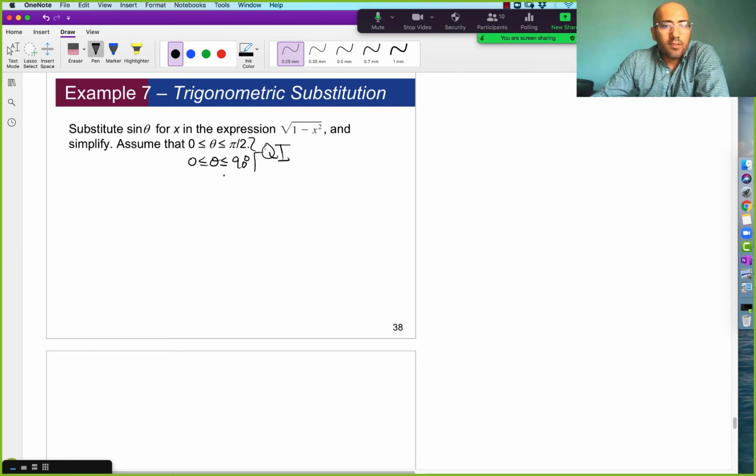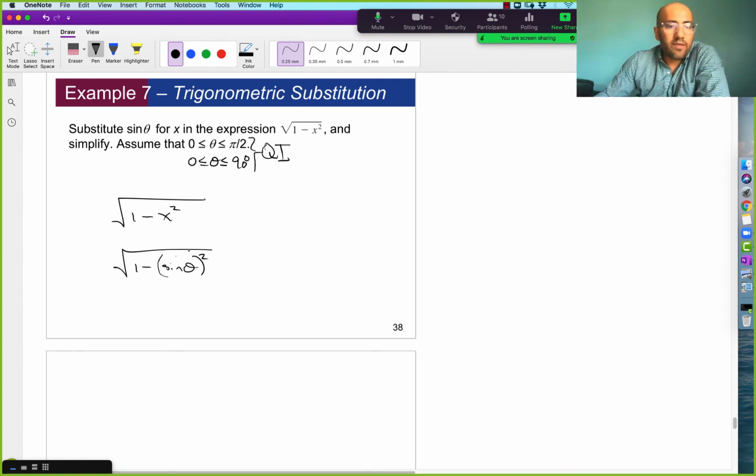It's good. Things play well in quadrant 1. The signs are positive. The outputs of a sine are positive. The outputs of a cosine are positive. So everything works out really well. Okay, so then all you have to do is this. We have 1 minus x squared. And they told us to replace x with a sine. So we'd end up with 1 minus sine of theta squared.